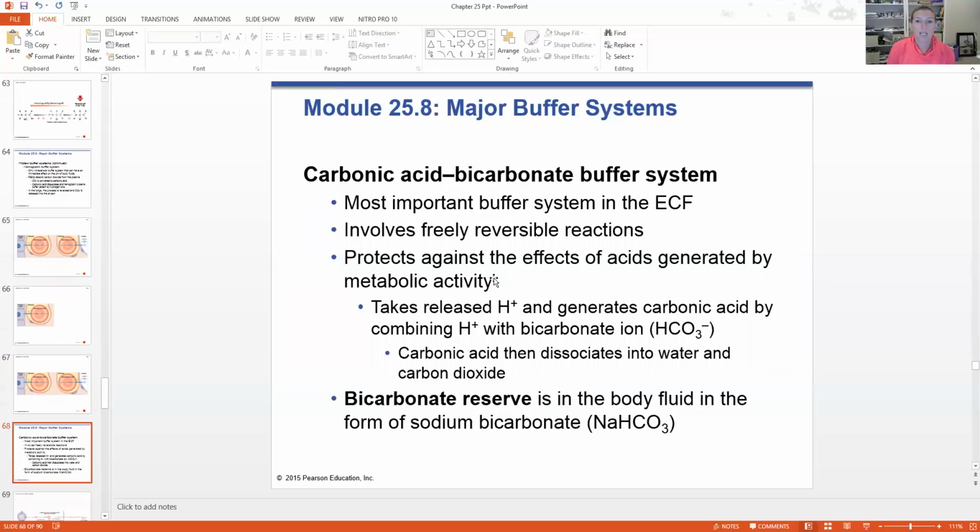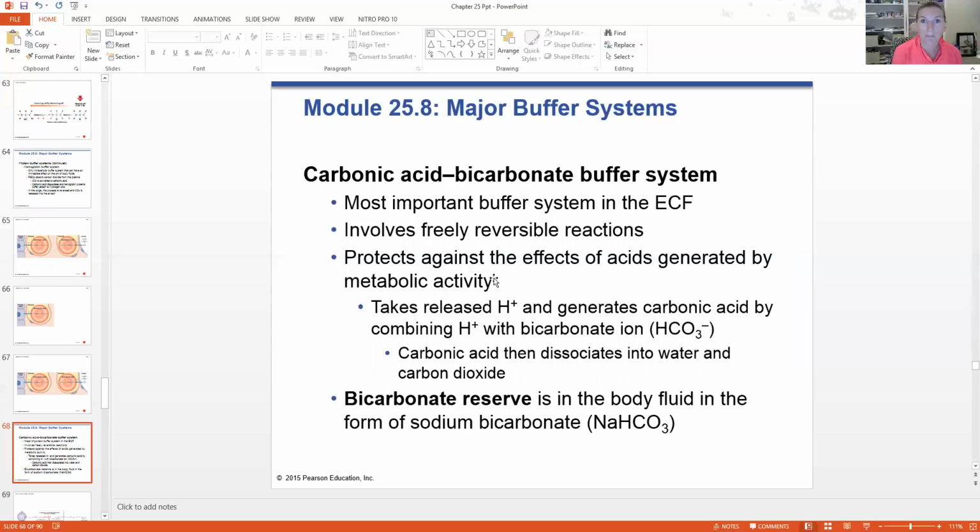So that carbonic acid bicarbonate buffer system is the most important buffer system in the extracellular fluid. It involves those reversible reactions that we've been talking about for 20 or 30 minutes now, right? It protects against the side effects of all of those acids generated by our metabolic activities, taking the released hydrogen ions generated by carbonic acid, combining them with bicarbonate. The carbonic acid dissociates into water and carbon dioxide, and then we typically have a bicarbonate reserve. This is left over in the body fluids in the form of sodium bicarbonate.